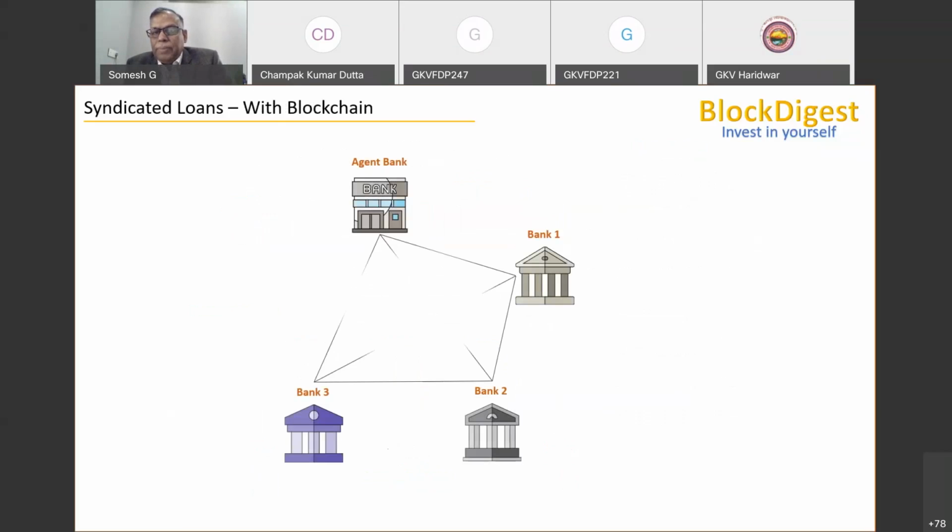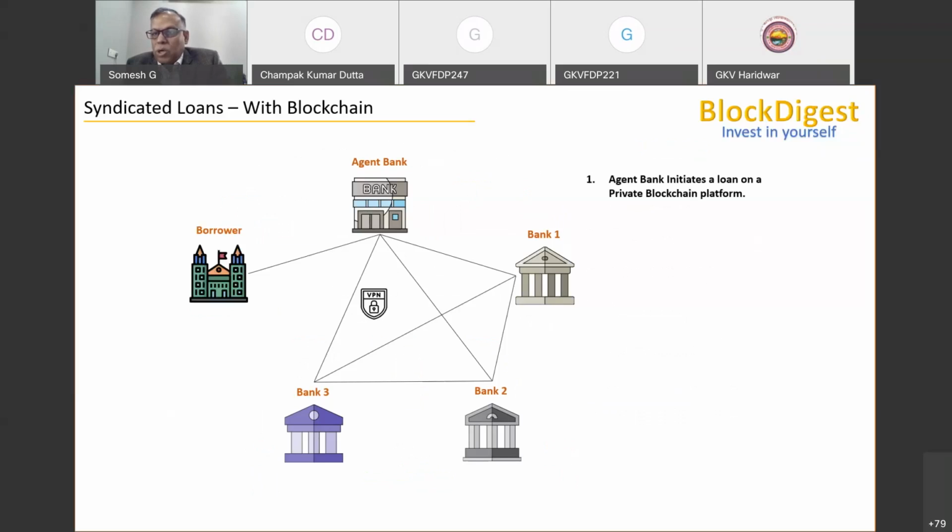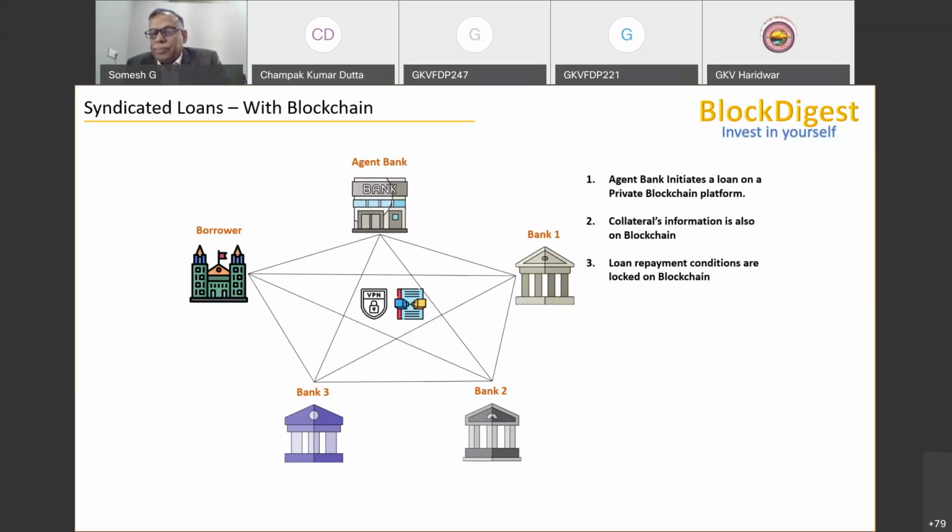With blockchain, when the agent bank syndicates in the primary market with Bank 1, Bank 2, and Bank 3, you create a private blockchain. Everybody has the same data. You include the borrower also. Collateral information is also on the blockchain. Loan repayment conditions are logged on the blockchain and are encoded in the smart contract.